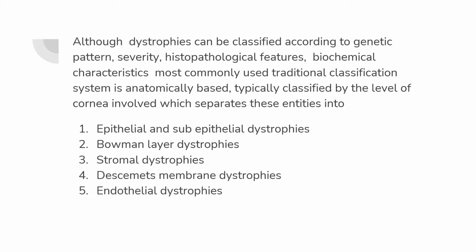Although dystrophies can be classified according to genetic pattern, severity, histopathological features, and biochemical characteristics, the most commonly used traditional classification system is anatomically based. Typically classified by the level of cornea involved, which separates these entities into epithelial and subepithelial dystrophies, Bowman layer dystrophies, stromal dystrophies, Descemet membrane dystrophies, and endothelial dystrophies.